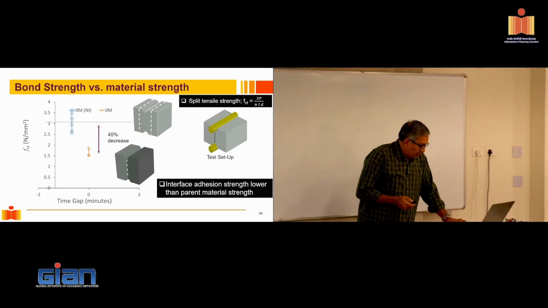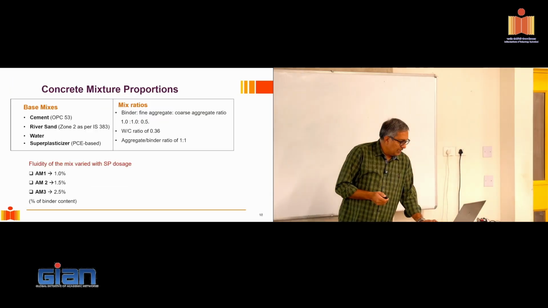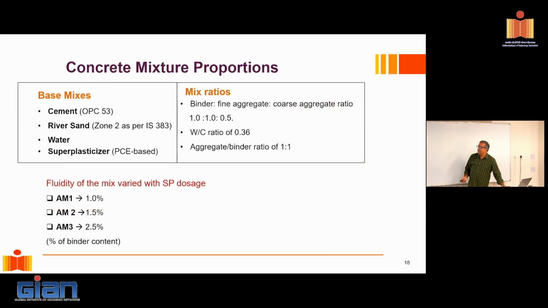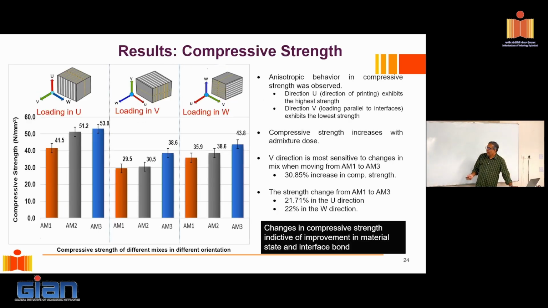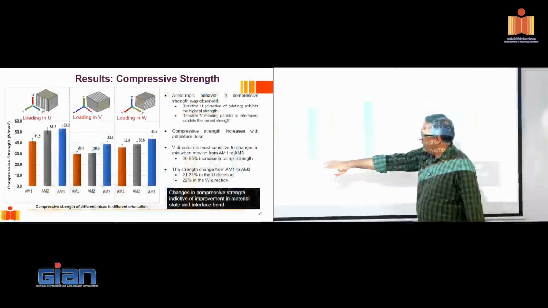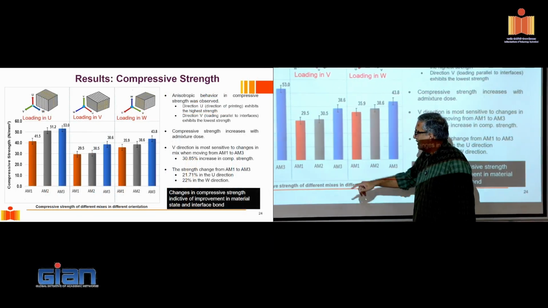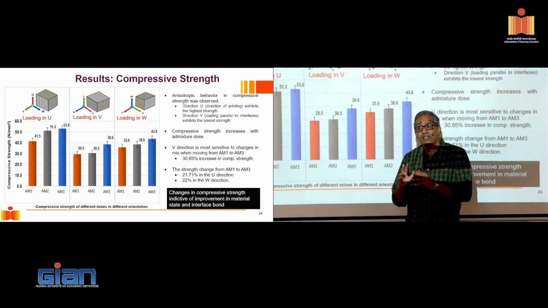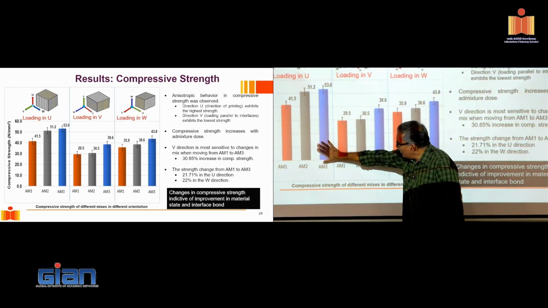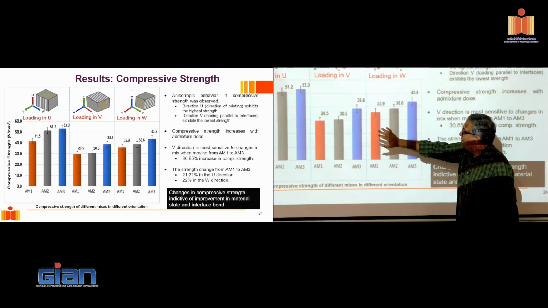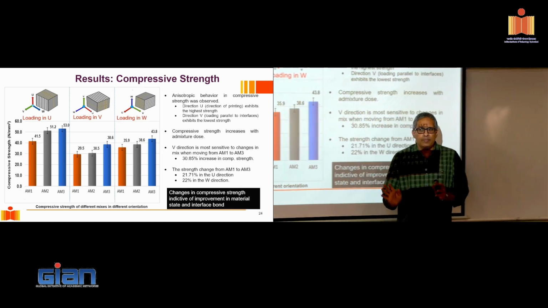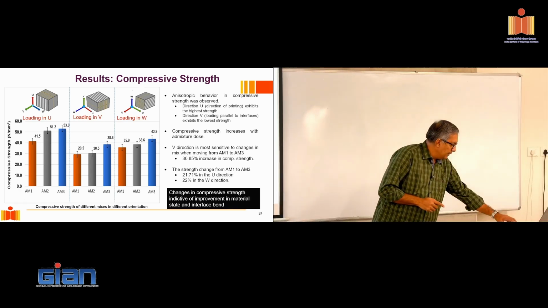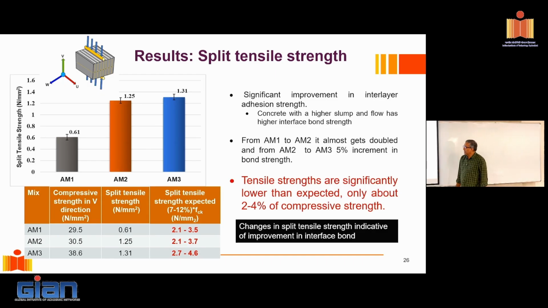Now, I'll quickly run through these slides where we tried this experiment with different grades of concrete, and we see that the anisotropy always repeats itself. So you see the compressive strength with different grades of concrete in the 3 directions, that is U, V, and W. The 3 colored bars are for 3 different types of concrete that are printed. Always the U direction is the strongest, V is the weakest. That pattern repeats itself.